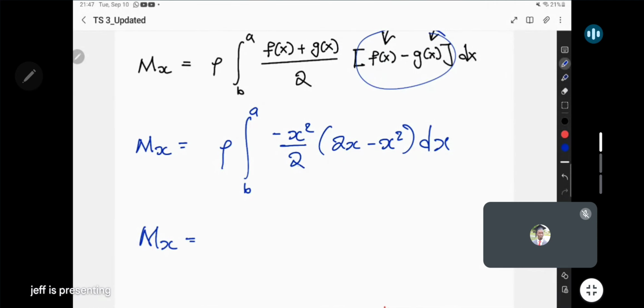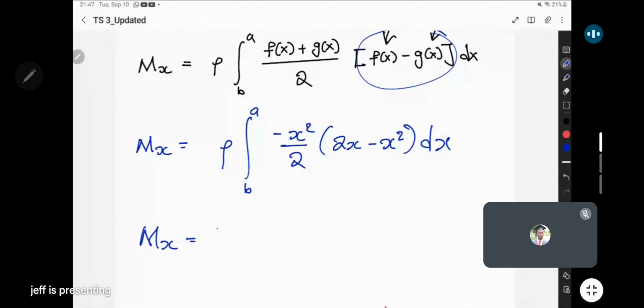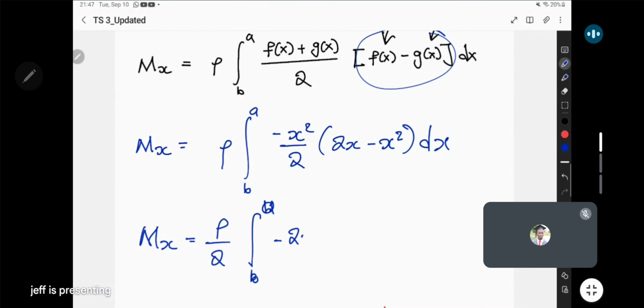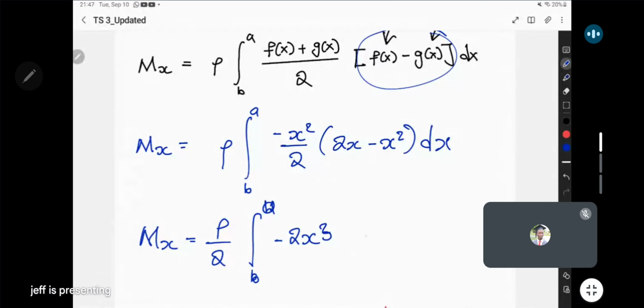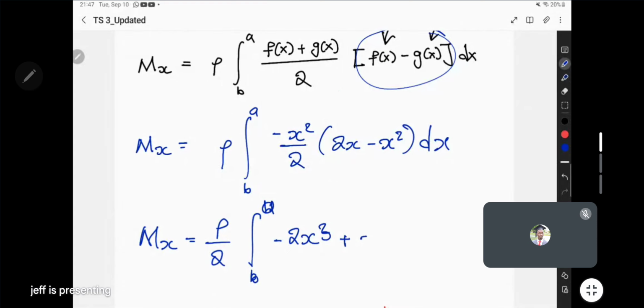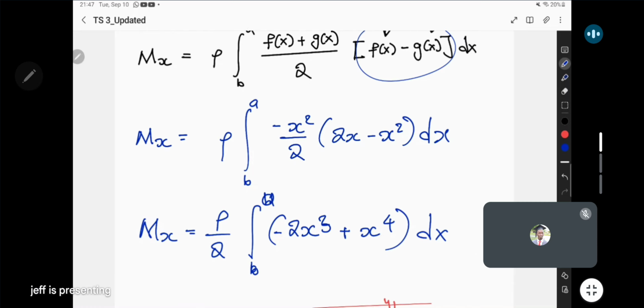The 2 is also a constant, so I can say the 2 can come out to join the density here. Oh, we also need to know what these are going to be. So when I distribute the x squared, it's going to be minus 2x to the power 3. The x squared and x will give us x to the power 3. This will end up being plus x squared and x squared will give us x to the 4, dx. So that is the integral that we're going to work out.